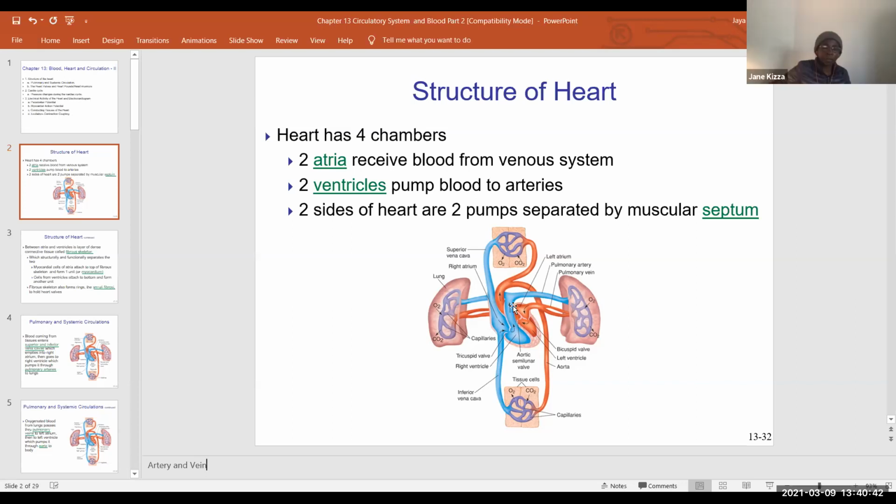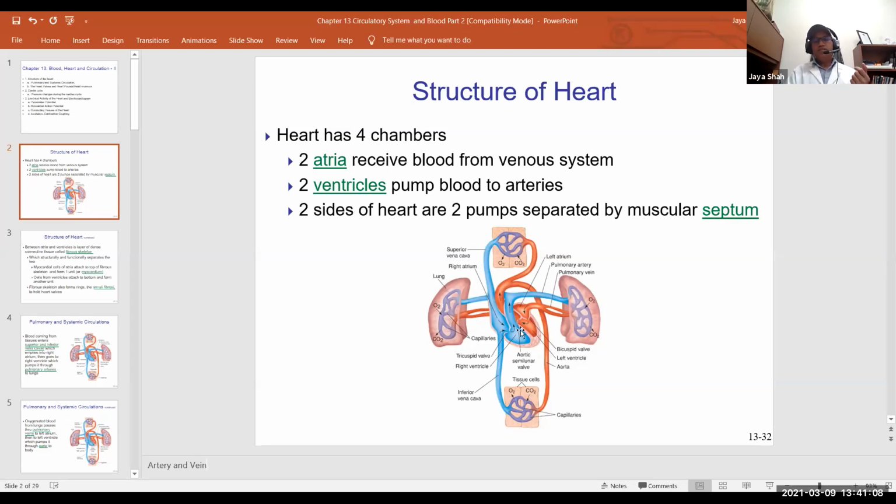Pulmonary artery. All the veins in the body carry deoxygenated blood, or oxygen-poor blood, except one vein. Pulmonary vein. So pulmonary vein and pulmonary artery are exceptions to the general artery and vein rule. Clear?